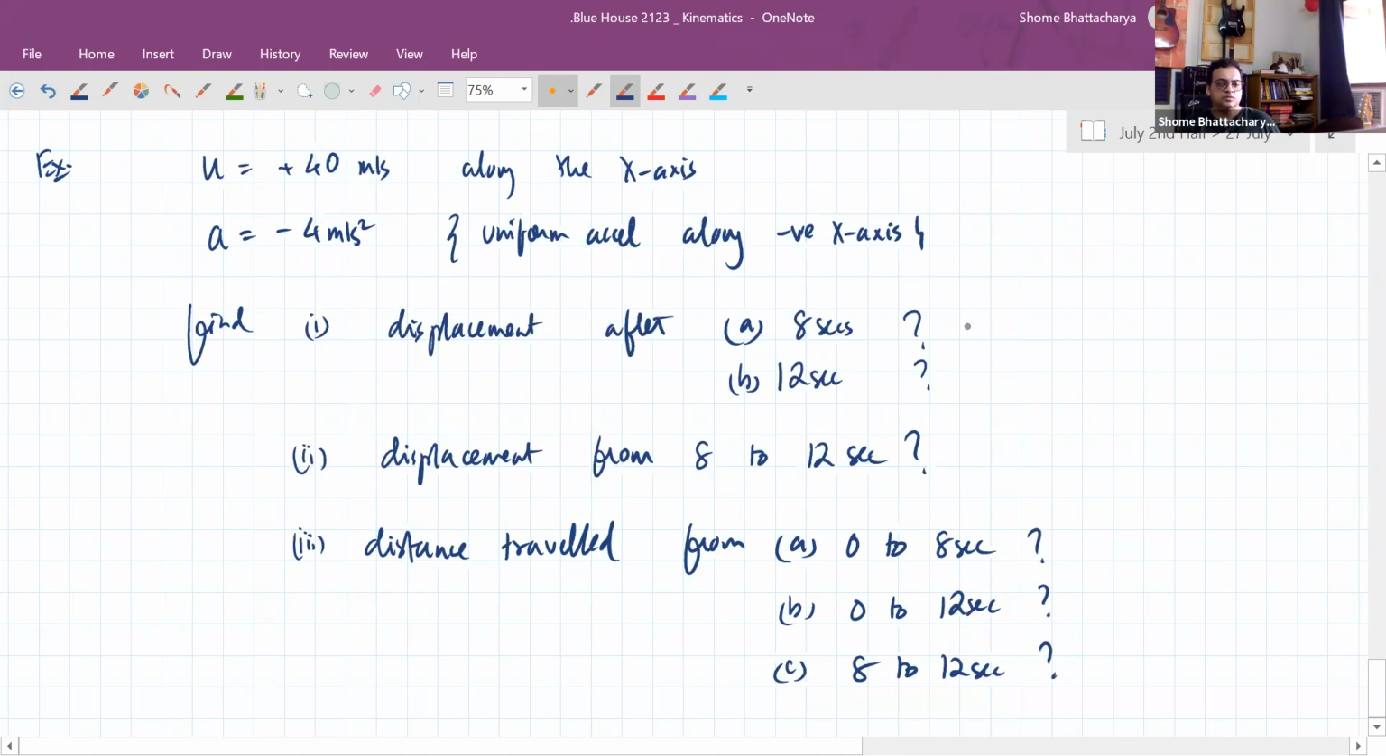Now we'll also do one thing. We'll also find the velocity at these two times: the instantaneous velocity at t equal to 8 seconds and the instantaneous velocity at t equal to 12 seconds. That will also give you some idea about what's happening.